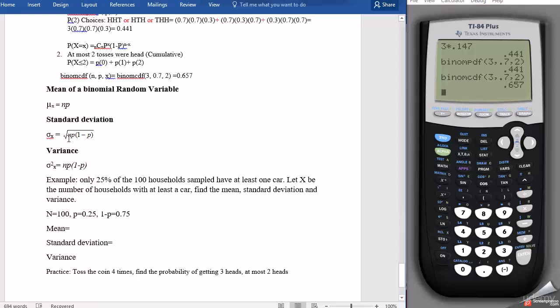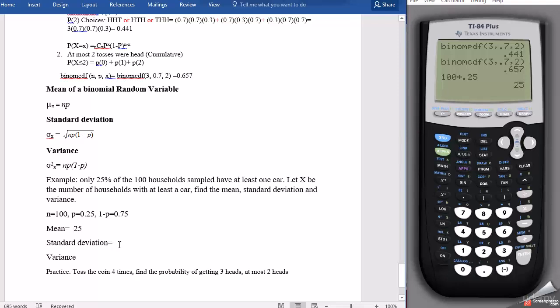Okay, so now the mean is n times p. What is n? N is 100. That should be small letter n. So let me do it here: 100 times 0.25. That should be 25. So the mean is equal to 25, n times p.